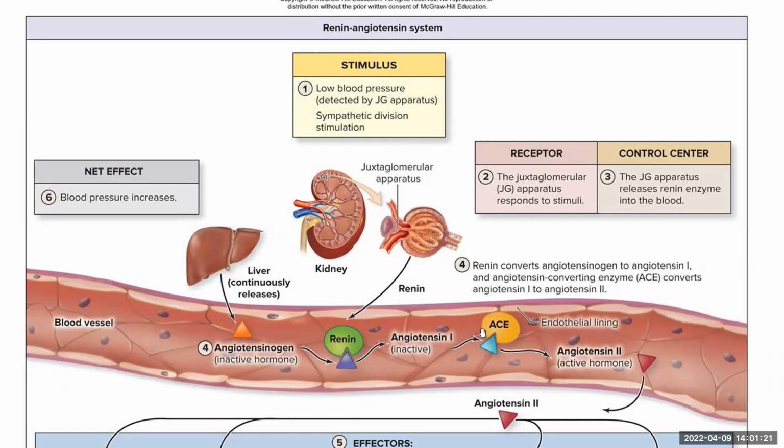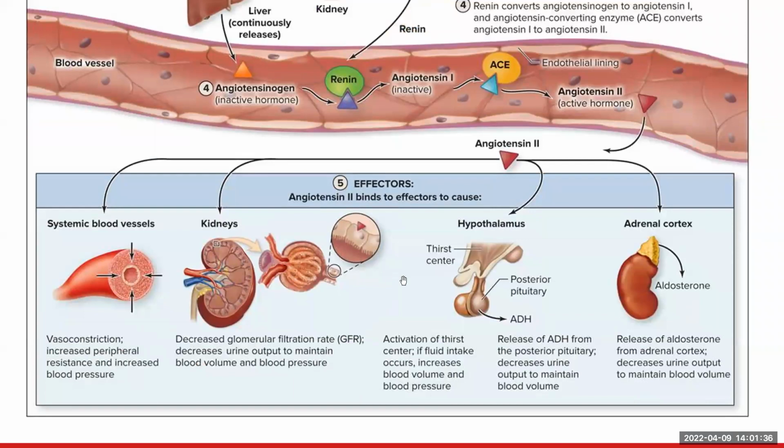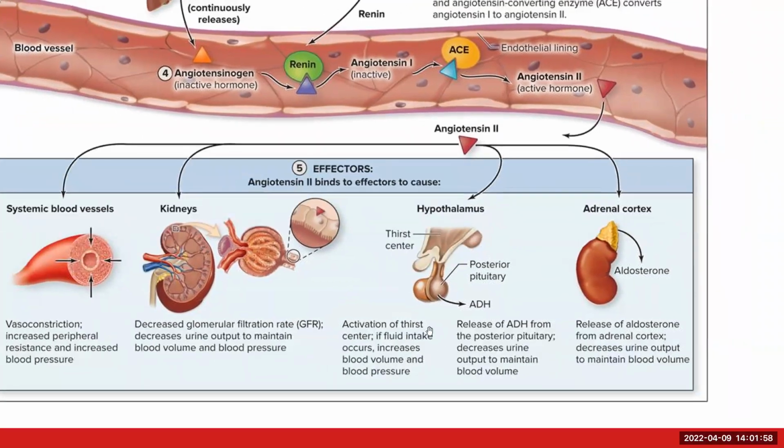And so this will find its way to the lungs. And then our ACE enzyme, angiotensin converting enzyme, is going to convert angiotensin 1 into angiotensin 2. Now we have an active hormone, and it's going to affect all of these different structures and tissues here. Like I said before, it's going to cause vasoconstriction. It is then also going to cause a decrease in urine output, thereby increasing blood volume and blood pressure. As a result, we see a decrease in our glomerular filtration rate. We're going to stimulate the thirst center in the hypothalamus, so you'll drink more, increasing both blood volume and thereby blood pressure.